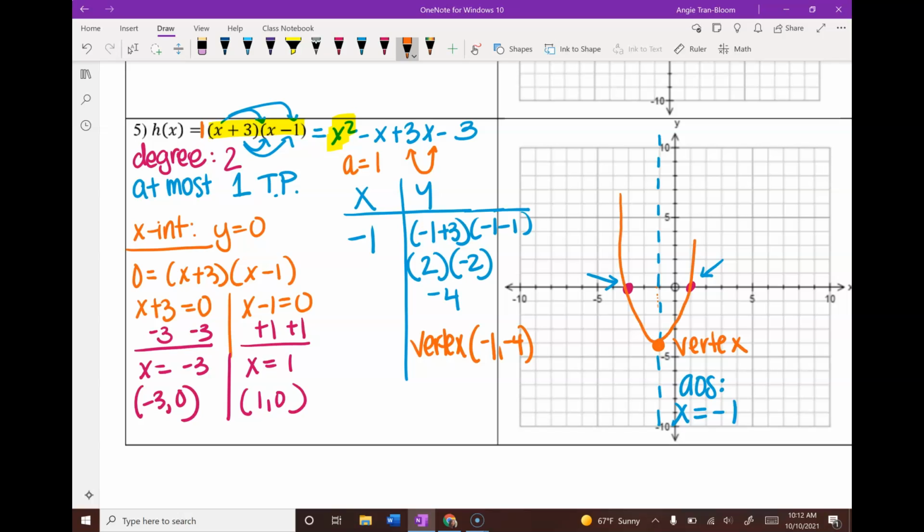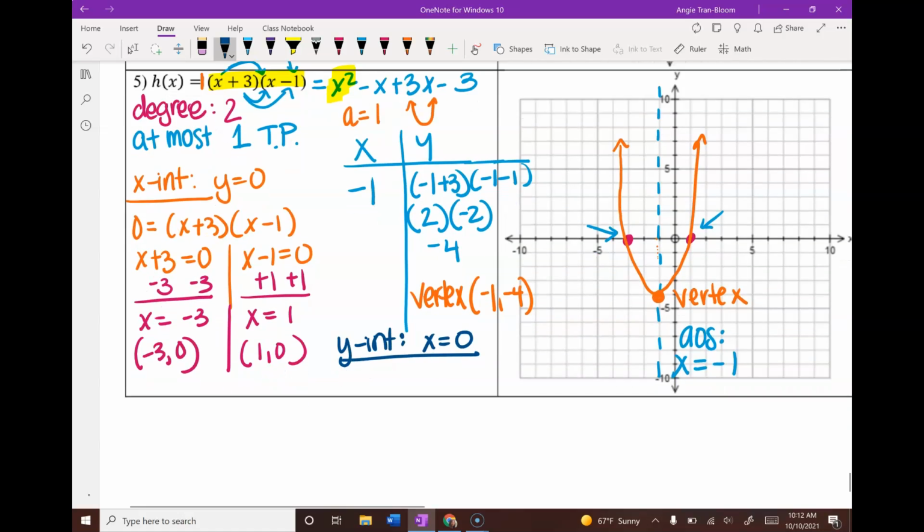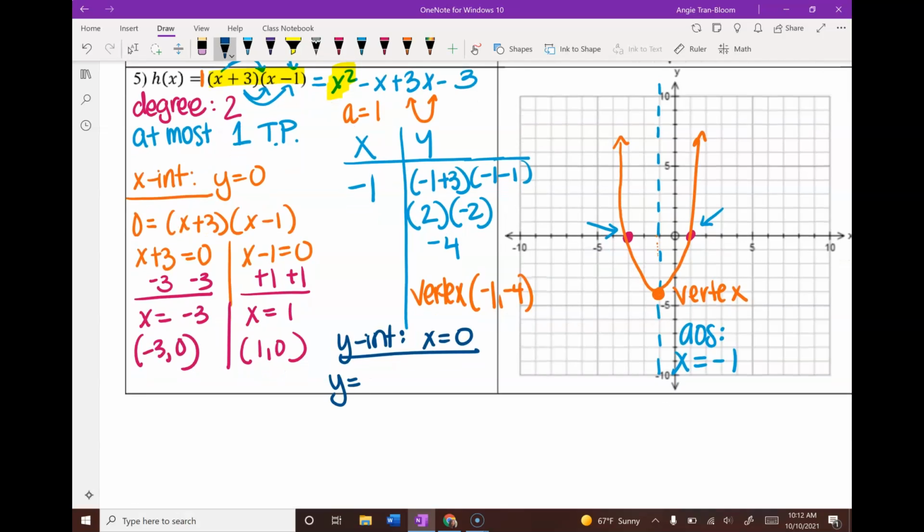Now, if you really want to check this graph, another thing that we can do is to find the y-intercept. Okay, so y-intercept is when x is going to equal 0. And y-intercept, it's pretty easy. We plug it in. Y equals 0 plus 3 times 0 minus 1. Well, 0 plus 3, students, is 3. 0 minus 1 is going to be negative 1. So the y-intercept is currently at negative 3. 0 comma negative 3. Well, let's double check. Okay, it's right there. So you know your graph is correct.